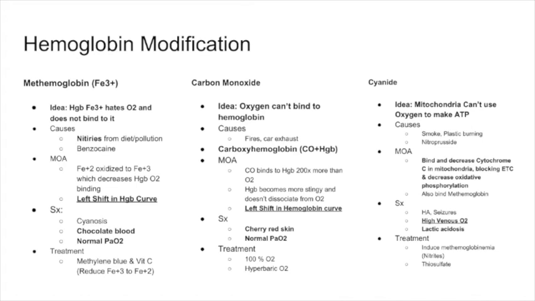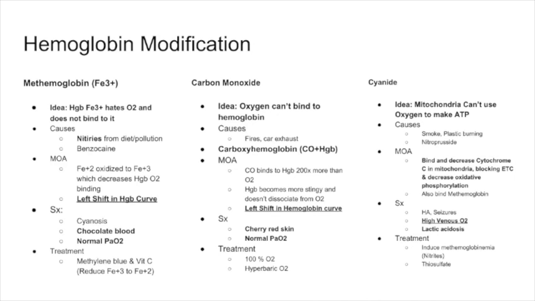The cause of methemoglobin is nitrites. Usually hemoglobin has 2 plus iron. When nitrites from diet or pollution attack the hemoglobin, it oxidizes it to iron 3. Mechanism of action is iron 2 is oxidized to iron 3, which decreases hemoglobin oxygen binding capacity. What happens is that you get a left shift in the hemoglobin curve because the plus 3 iron can't bind to oxygen. The rest of the hemoglobin becomes really stingy and causes a left shift in the hemoglobin curve.